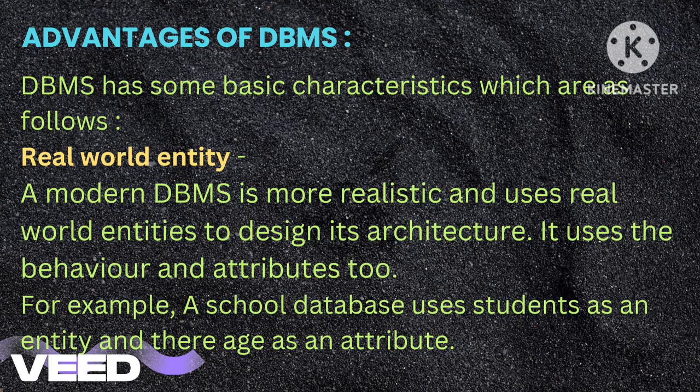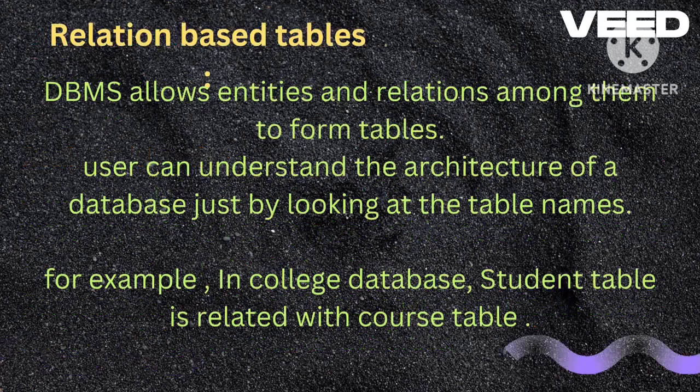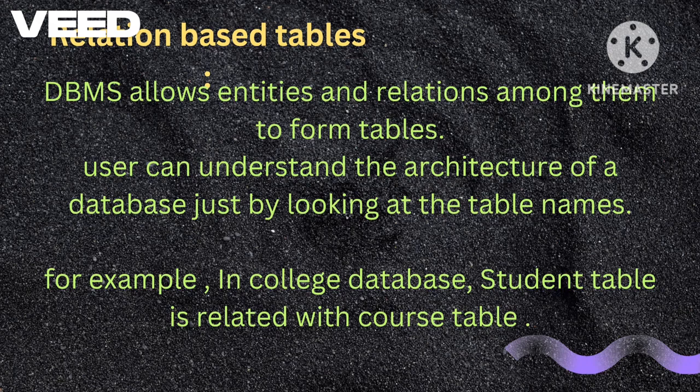In the previous example, we can see that student ID, gender, and student name are all attributes of students that are admitted in school. Next is relation-based tables. DBMS allows entities and relations around them to form tables. As we can see in the previous example, student ID and student name are all separated in a row, which are related to each other. Users can understand the architecture of a database just by looking at the table names. For example, in a college database, the student table is related with the course table.